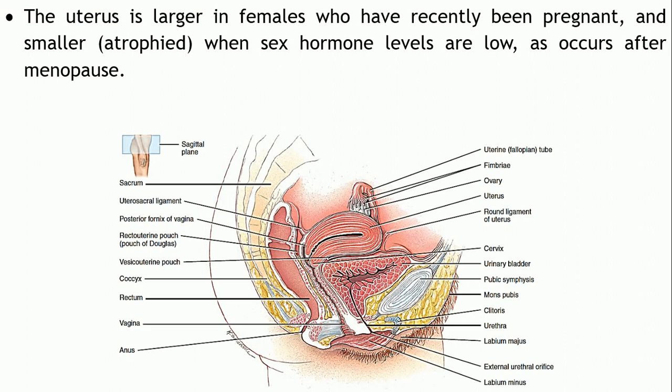Now the size is somewhat larger in the females who have been recently pregnant, and it is somewhat smaller, that is atrophied, when the sex hormone levels are low, say in case of menopause, after which the menstruation stops. After this period, the size of the uterus is slightly smaller.